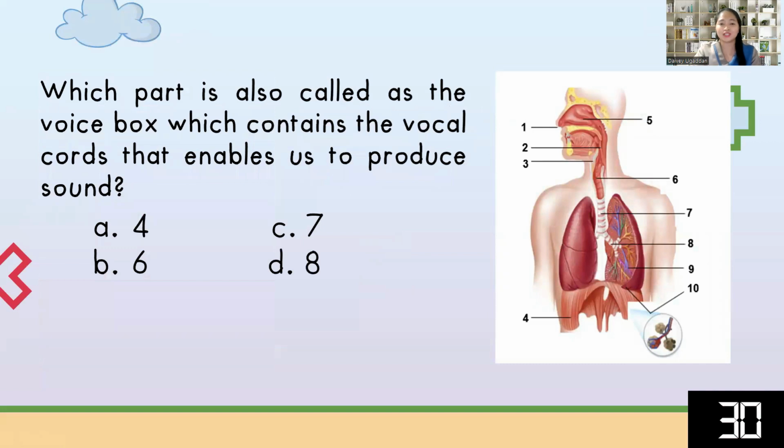Please use the image on the right side, or the figure on the right side, to answer question number 18. Which part is also called the voice box, which contains the vocal cords that enable us to produce sound? Is it A, 4; B, 6; C, 7; or D, 8? Please key in your answer in the comment section.